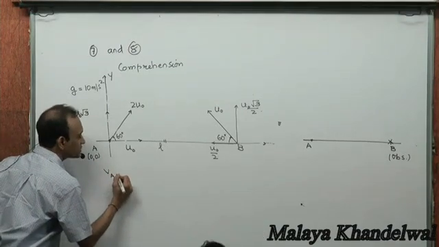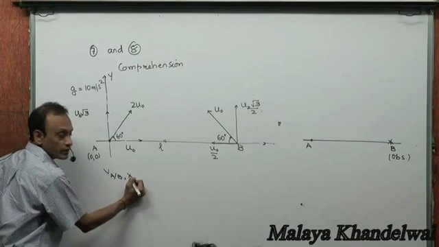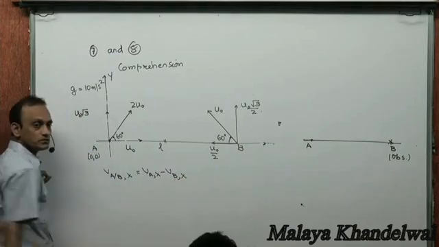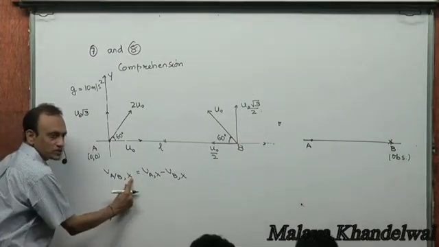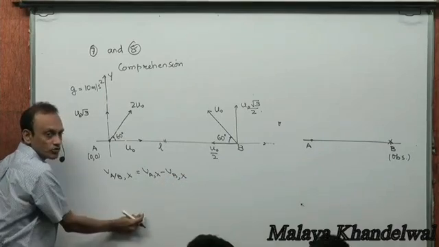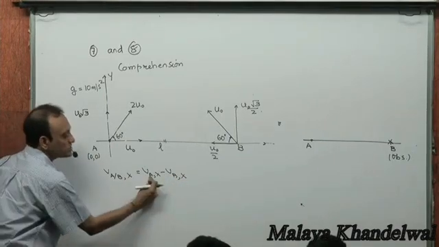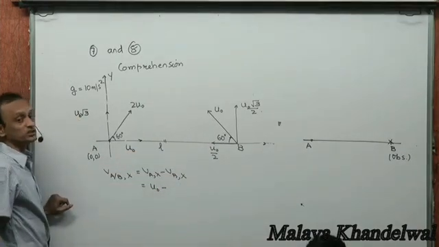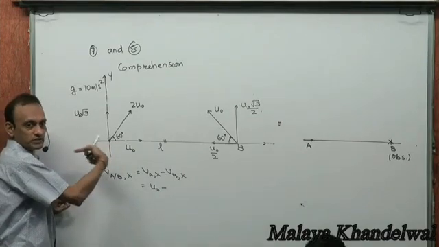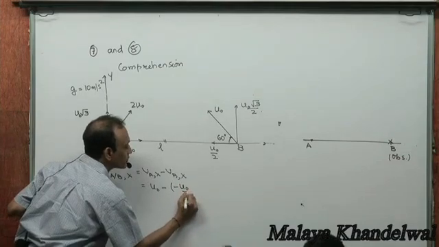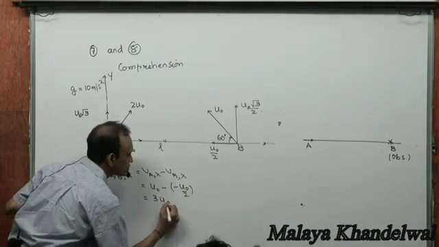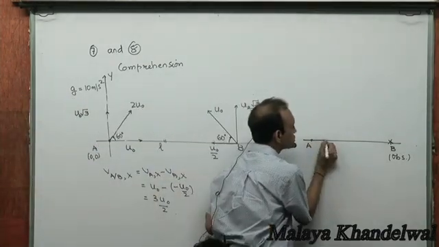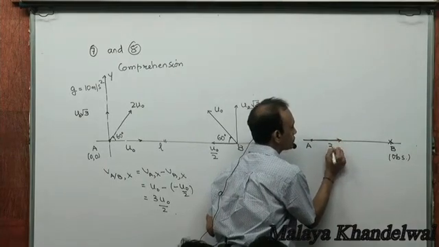Velocity of A with respect to B along the x direction would be what? Velocity of A along the x direction minus velocity of B along the x direction, right? What's the velocity of A along the x direction? U naught. What's the velocity of B along the x direction? Minus u naught by 2, because it's in the opposite direction. So their relative velocity along the x direction is 3 u naught by 2. So velocity of A along the x direction is 3 u naught by 2 as seen by B.